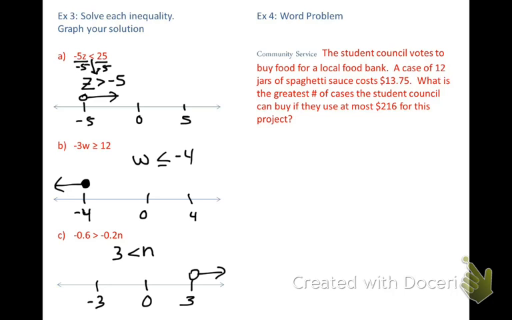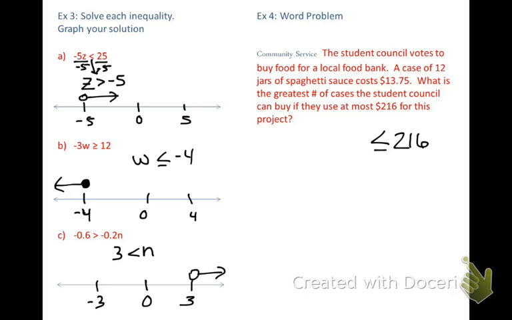Example 4, the student council votes to buy food for a food bank. A case of 12 jars of spaghetti costs $13.75. What is the greatest number of cases the student council can buy if they use at most $216 for the project? So the most is going to be like this.